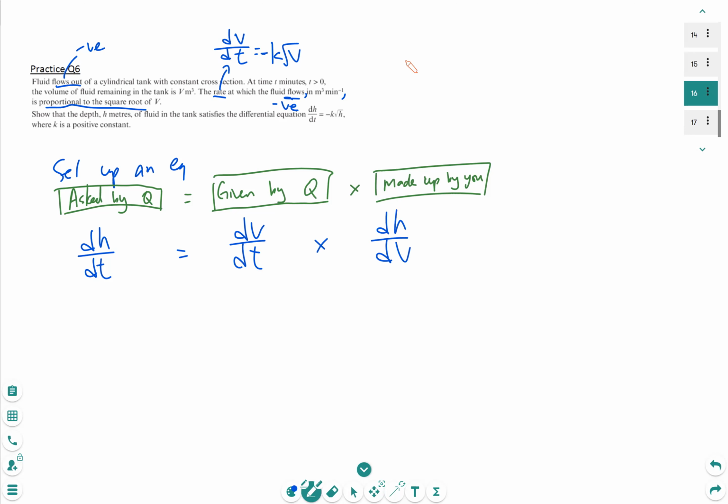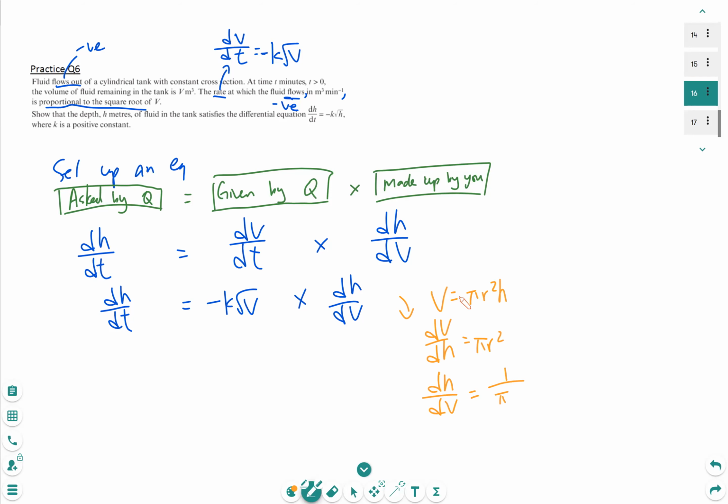So given by the question, we're given dV by dt times dH by dV. So dV by dt, we're told, is negative K root V, times dH by dV. You need a formula that links V and H together. We know this is a cylinder, so volume equals pi r squared H. So we need dV by dH. The radius remains unchanged. H is the variable we're differentiating here, so the rest remains constant. It's like differentiating 5H is 5, so in here it is pi r squared. And then dH by dV is 1 over pi r squared.